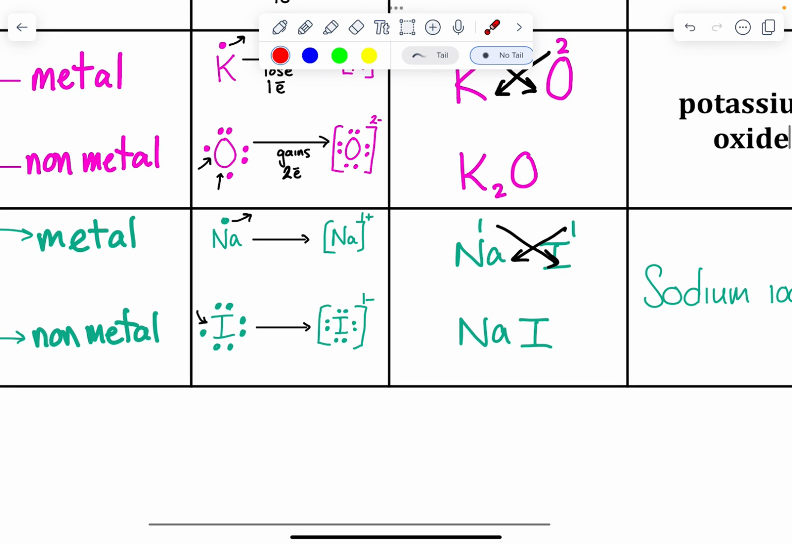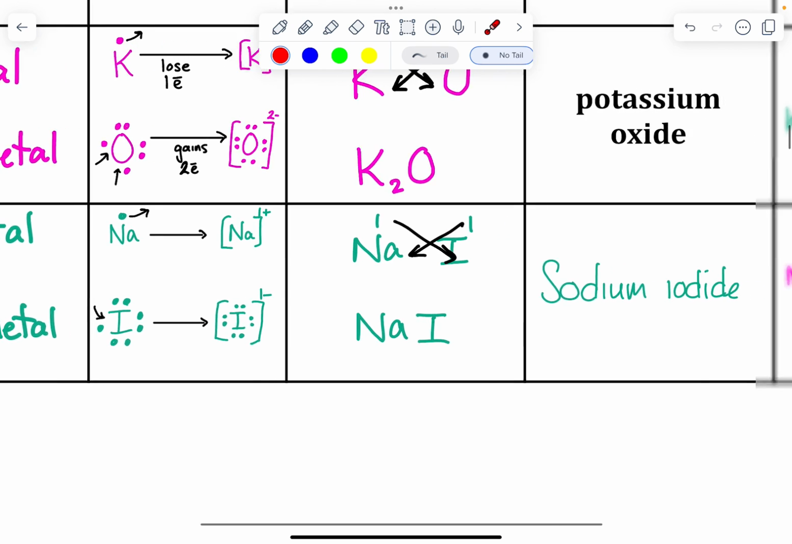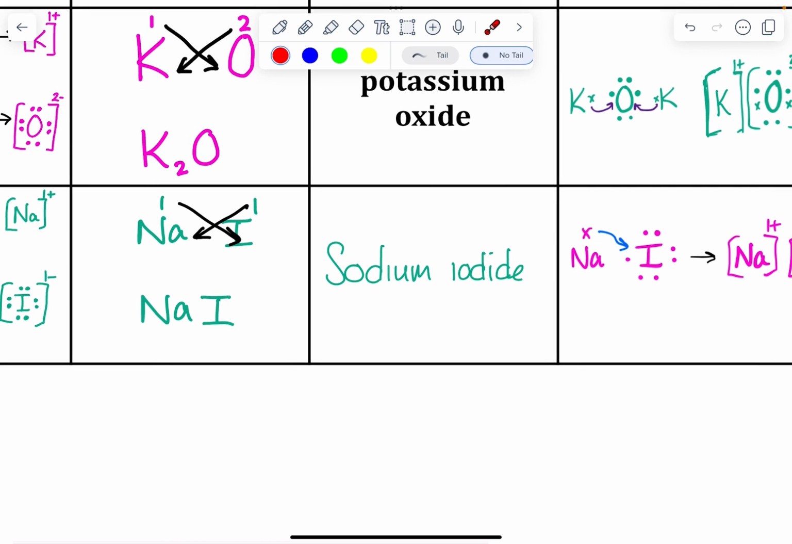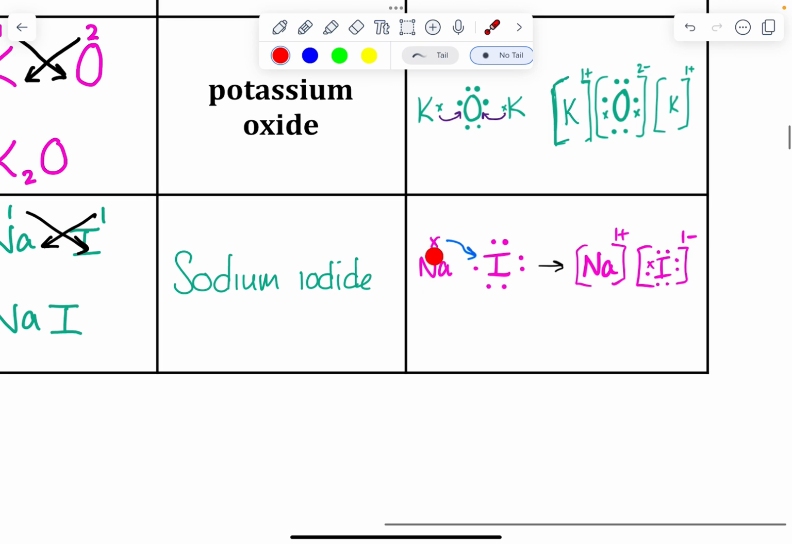To determine the formula, I know each of them had a charge of 1. Sodium had a charge of 1, and iodine had a charge of 1. I crisscross them over to have NaI. The name for that is sodium iodide, and my diagram is sodium with its 1 valence electron, iodine with its 7 valence electrons, the transfer of electrons from the metal to the nonmetal. So I have 1 sodium ion with a charge of +1 and 1 iodine ion with a charge of -1.